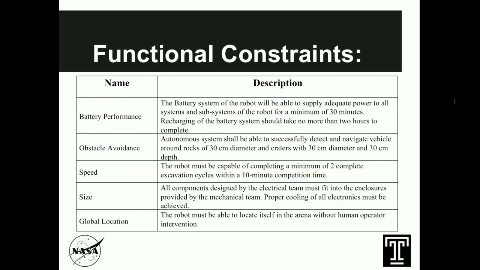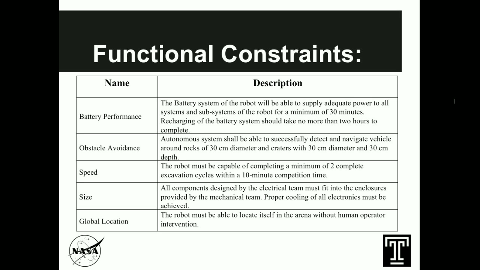So our functional design constraints are that we are going to be able to supply power to the robot for a minimum of 30 minutes, and recharging our battery should take no more than 2 hours. We are going to be able to avoid the obstacles, rocks and craters, both of which are 30 centimeters in diameter, and the craters are 30 centimeters deep. Our speed requirement is such that we are going to be able to complete 2 cycles of excavation within a 10-minute time window.